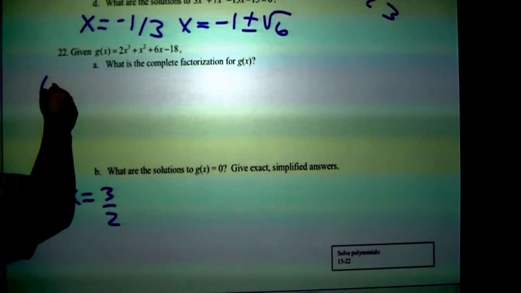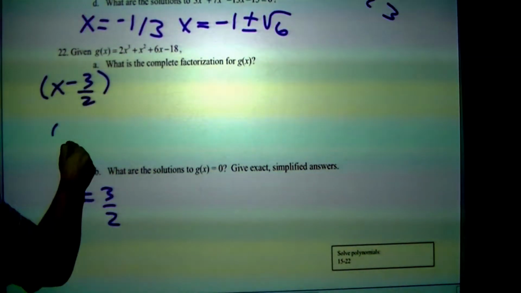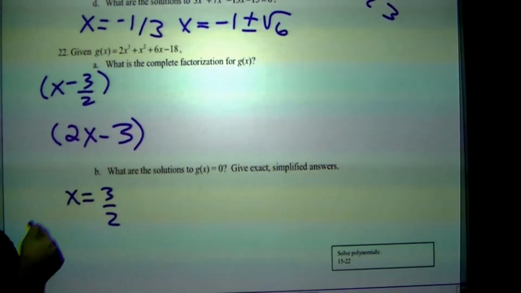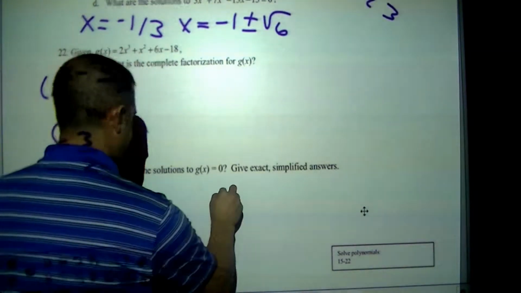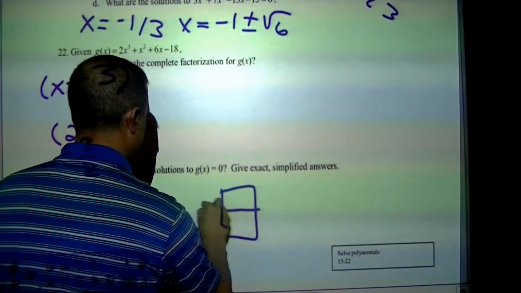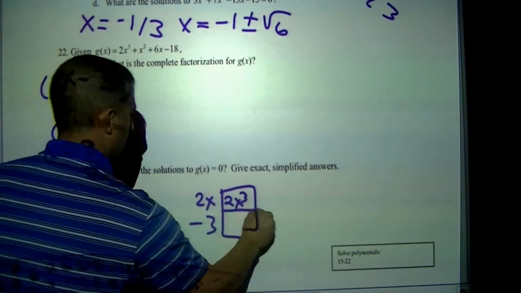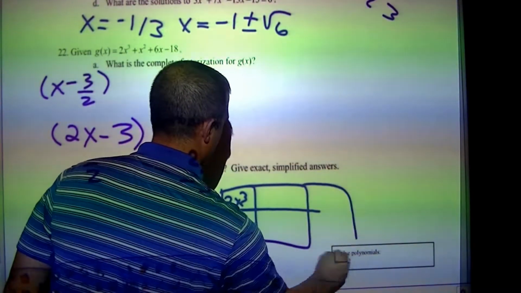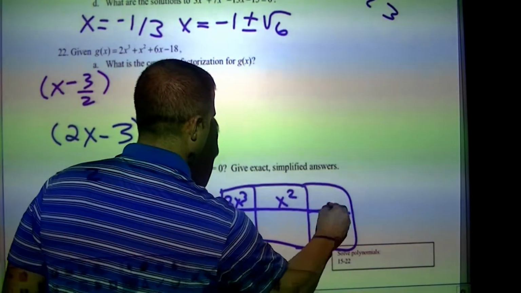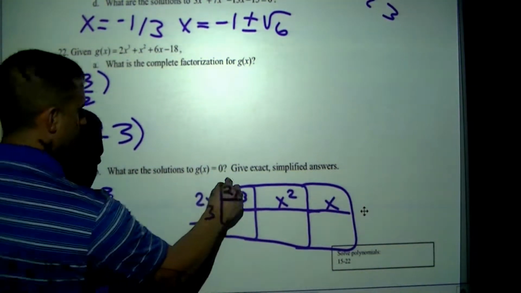That's going to be x minus 3/2, which would be 2x minus 3. So what I'm going to have to do is divide by 2x minus 3. I'm going to put this 2x cubed in here, all right? And I know that I have to have an x squared term and an x term. The only way this works is this is x squared.